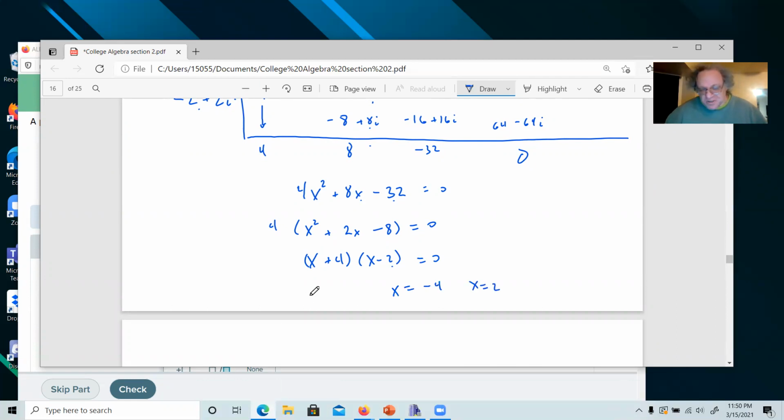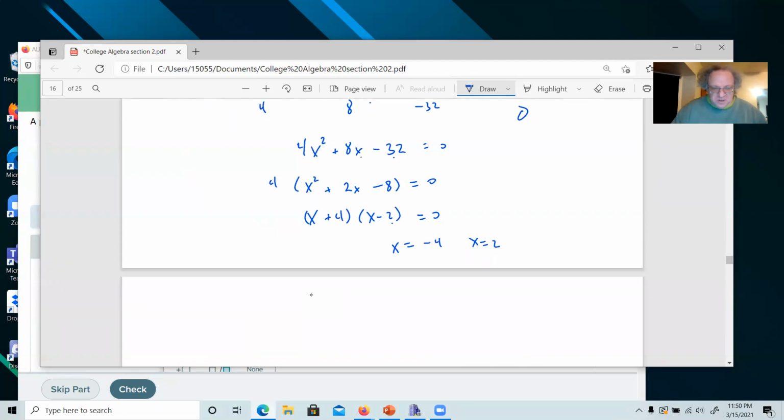Okay, so here are our zeros. The zeros were x is equal to 1/4, x is equal to -2 minus 2i, x is equal to -2 plus 2i, x equals -4, x equals 2. 1, 2, 3, 4, 5 roots, 5 zeros. All right.